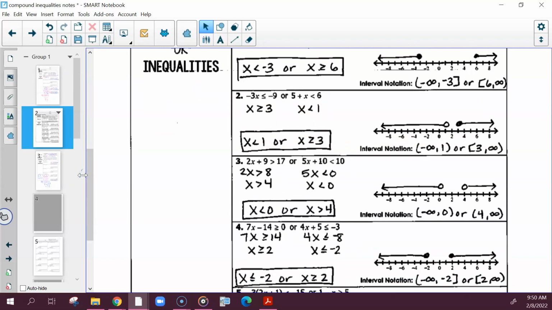So for 2, we have x is less than 1 or x is greater than or equal to 3. So open circle and then a closed circle. Or negative infinity to 1 or bracket 3 to infinity. Number 3, x is less than 0 or x is greater than 4. So everything should have parentheses here. Both should have open circles. Questions on either of those two?